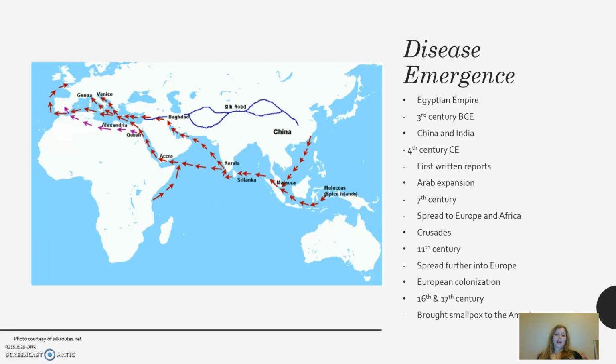Due to increased trading, the virus was spread to China and India, where the first written reports of smallpox were discovered. The disease continued to spread from region to region via the eastern trade routes, and during the 7th century, the Arab expansion brought the disease into parts of Europe and northern Africa, as we can see here on this trade route.